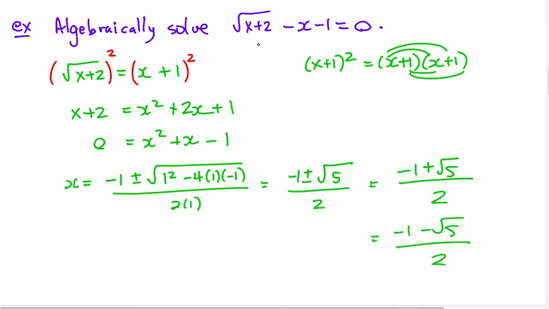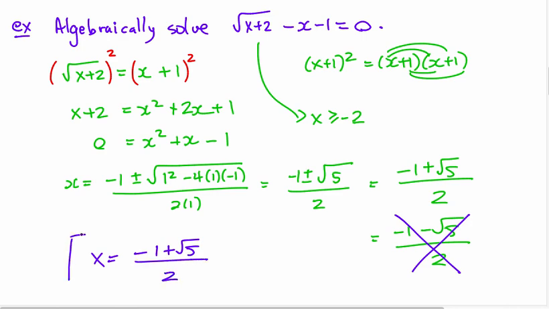But if I check the domain on this, x has to be greater than or equal to negative 2. And when I check these as decimal places, this second one does not work. It's too small. And so therefore I just have one answer, which is x is equal to negative 1 plus root 5, all divided by 2.